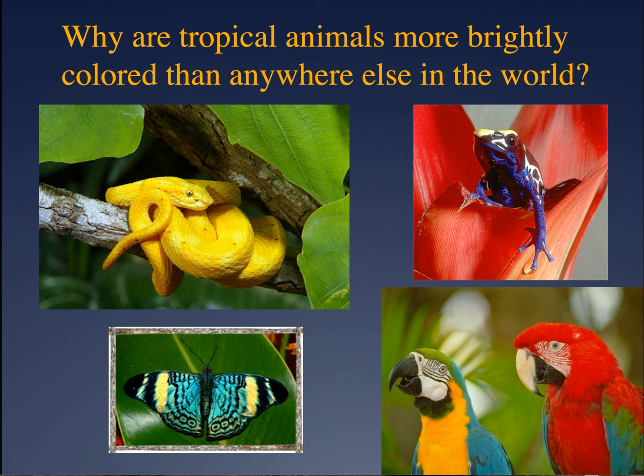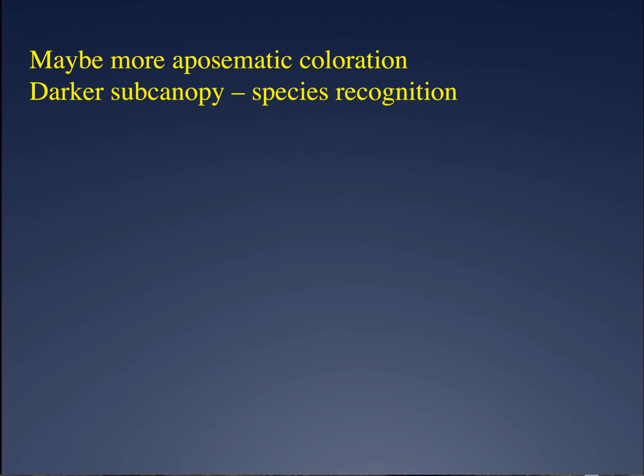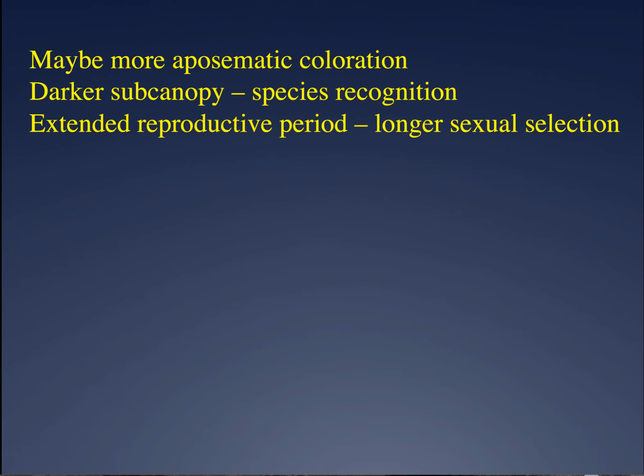Okay? So those are three hypotheses. First, aposematic coloration: there's an awful lot of species, and the number of species near the equator is highest. The number of species goes down as you move away from the equator. So if you have a lot of species, you might have more aposematic coloration. Second, species recognition, so gathering together in these darker environments. And the third is that males have longer breeding seasons and so stay brightly colored for longer periods of time. And these are the ideas right there.